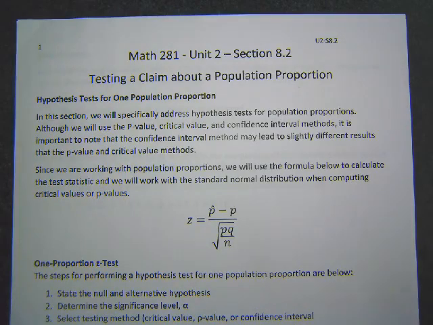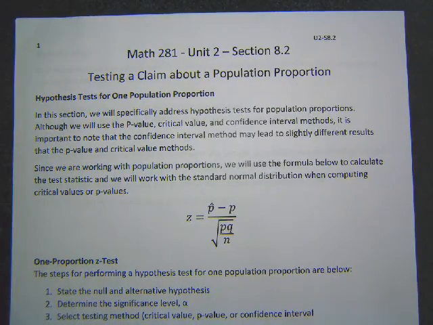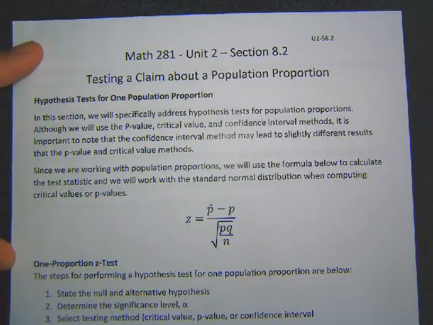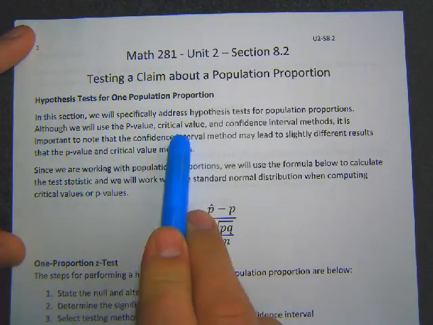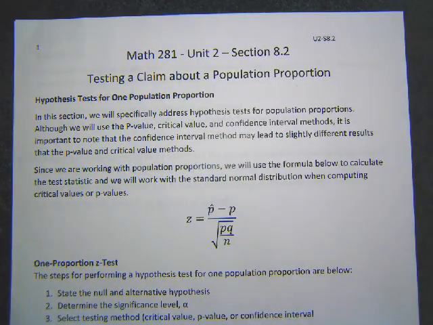So we're going to be testing population proportions. We're looking at your sample data, looking at the proportion of your sample, and then using that to test a claim about the proportion for the entire population. We are going to cover the p-value, critical value, and confidence interval methods. So all three. You could do a hypothesis test with any one of the three methods.